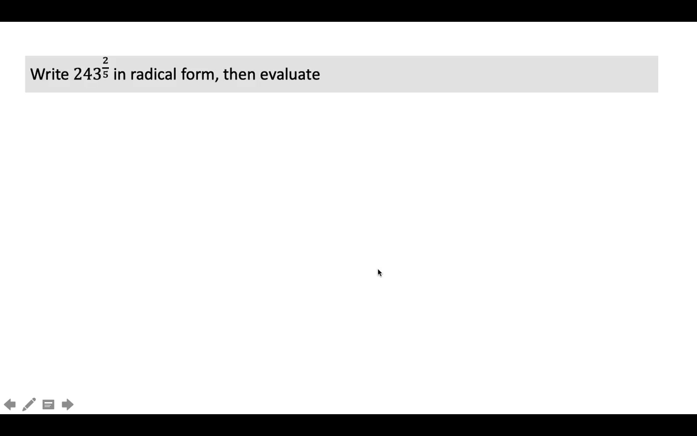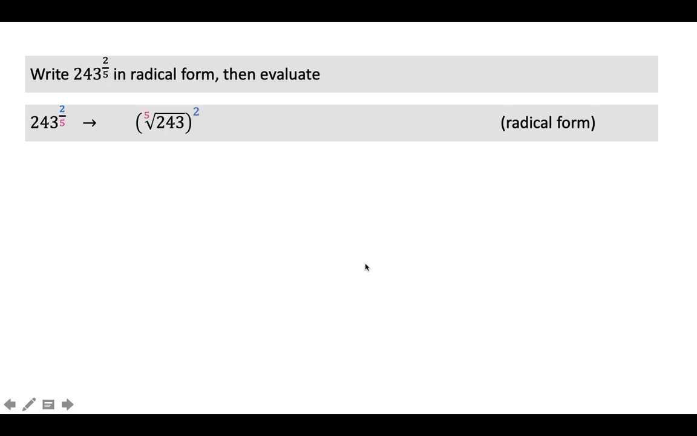Let's do another example. Write 243 to the power of 2 over 5 in radical form. Then we're going to evaluate. Please don't get scared as the numbers get big. This will probably simplify into an integer value. I'm certainly hoping anyways. So I'm going to change it to radical form.